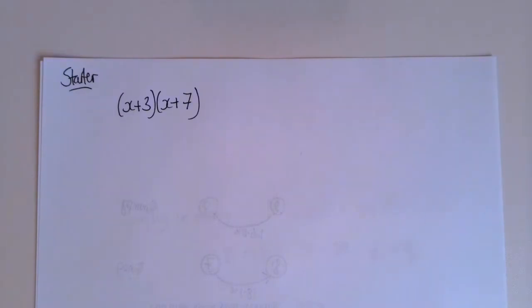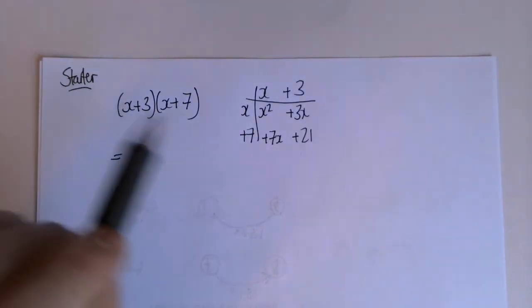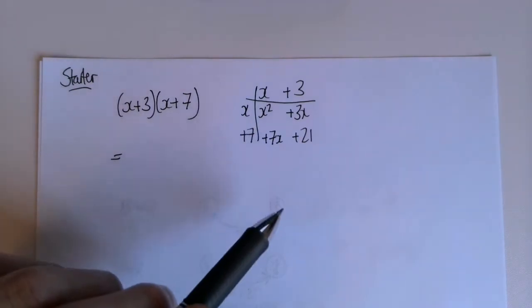Here's a starter question for you. Can I get you to multiply out those brackets? Pause and have a go. Now, there's a couple of ways you can do this, and I don't know which way you go about it. I like to use this grid approach.